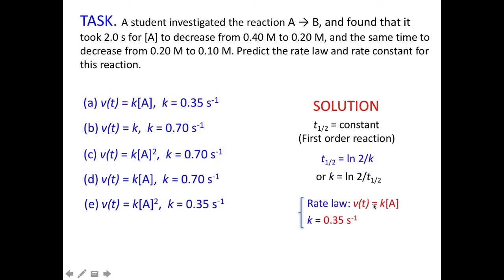The rate law, since it's a first order reaction, we have this rate law: Vt is equal to K times the concentration of A. In this case, the correct answer would be the first one, A. Vt is equal to K[A], and K is equal to 0.35 second minus 1.